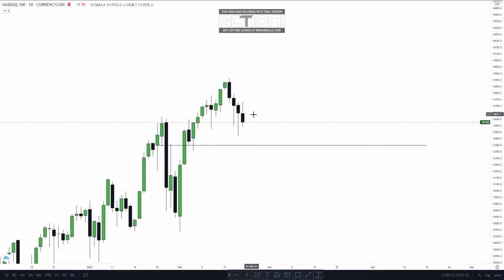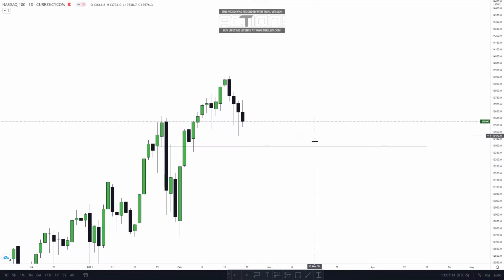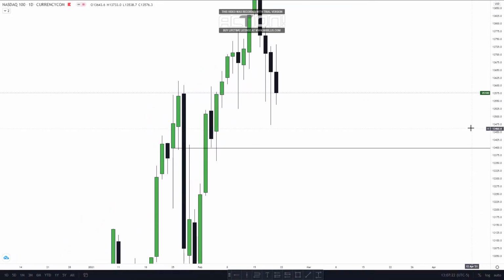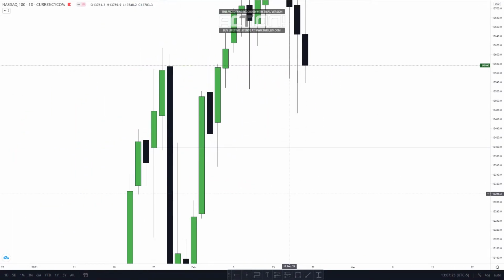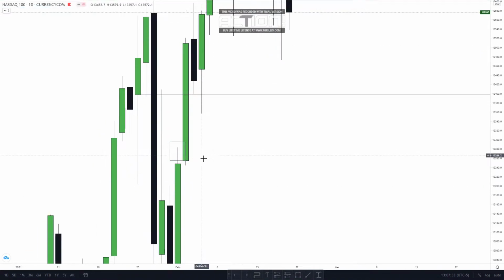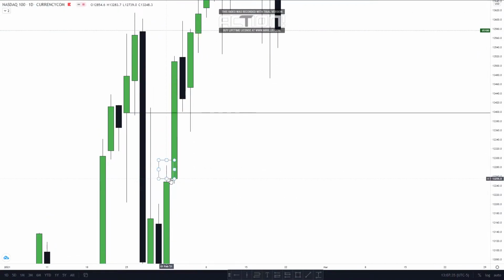Right, so we could either expect support on that weekly level that I drew, but if you zoom in, you can also see that we have a gap, which is the high of this candle and the low of this candle right here. All right, so this would be your gap.